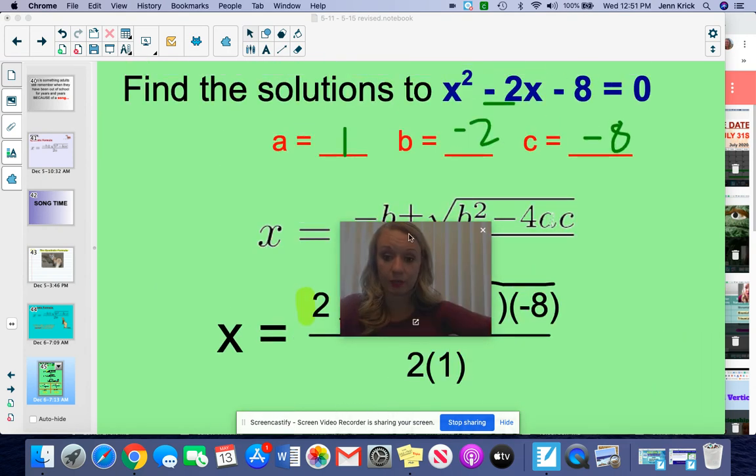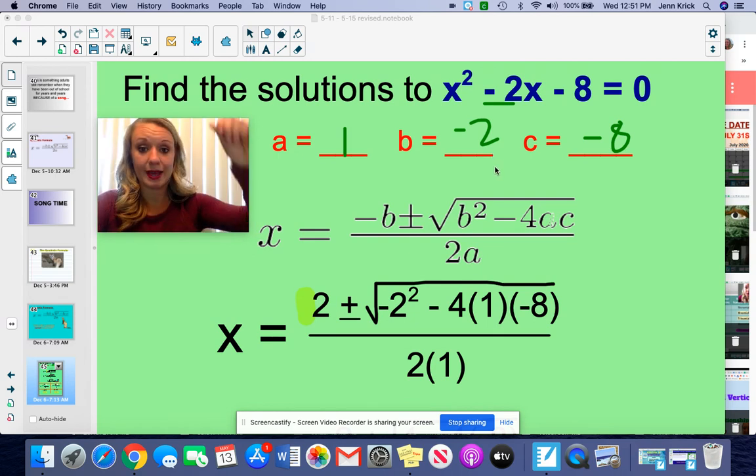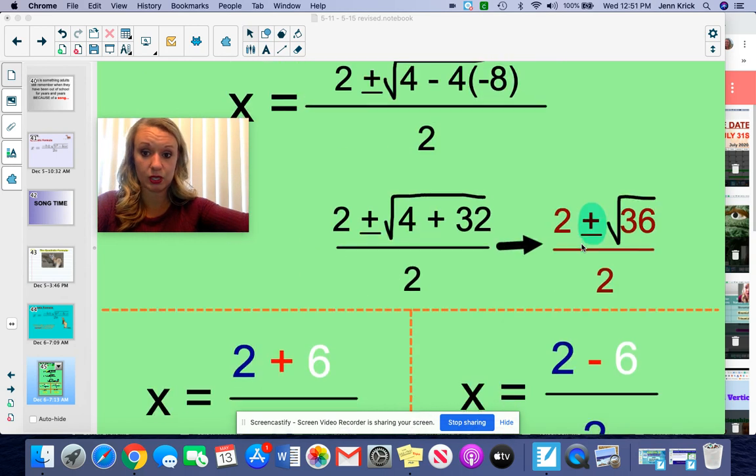So ladies and gentlemen, when you get these equations that cannot be factored, identify what a, b, and c are, write out your formula, plug in your values. Once you get down here and you simplify, make sure that you set it up as 2 plus, or whatever your number is, plus for one expression and then minus for one expression.